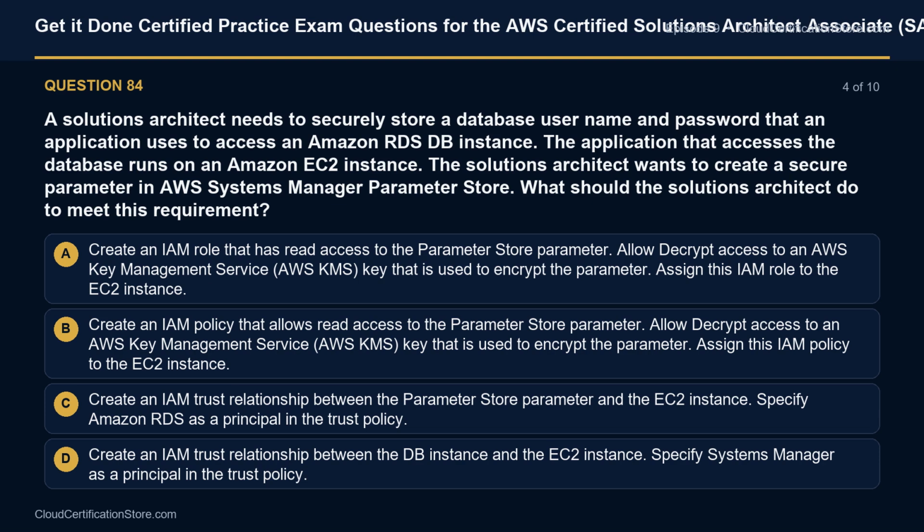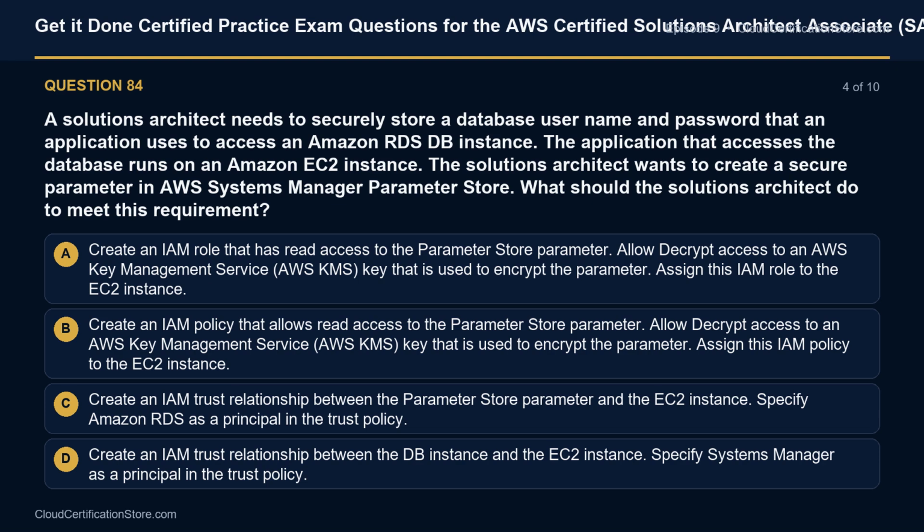Option A. Create an IAM role that has read access to the parameter store parameter. Allow decrypt access to an AWS Key Management Service, AWS KMS, key that is used to encrypt the parameter. Assign this IAM role to the EC2 instance. Option B. Create an IAM policy that allows read access to the parameter store parameter. Allow decrypt access to an AWS KMS key that is used to encrypt the parameter. Assign this IAM policy to the EC2 instance.